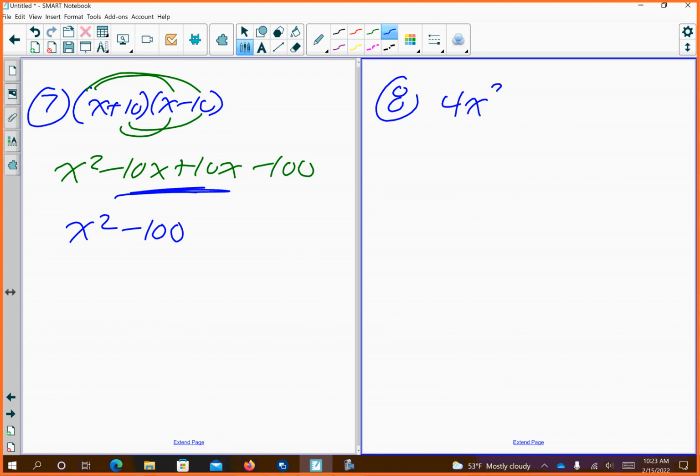All right, so problem number 8. So 4x to the third minus 12x. Let me make that 12 look a little nicer.